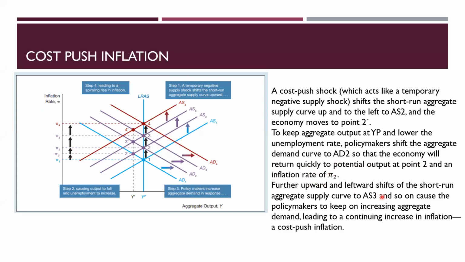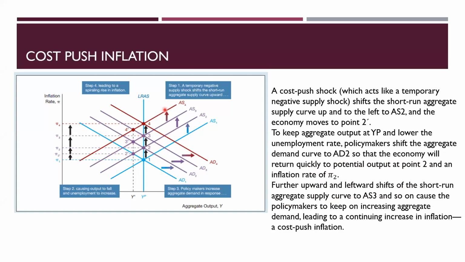Further upward and leftward shift of the short-run aggregate supply curve to AS3. If there is another shock, AS3, then the government would also respond, because now we are below equilibrium at this point. Because remember, now we were here. At this point we are below full employment, and policymakers would increase aggregate demand.